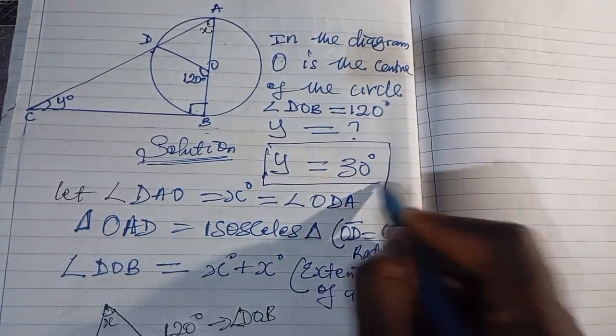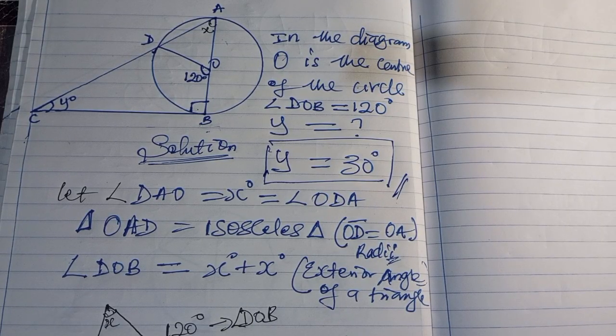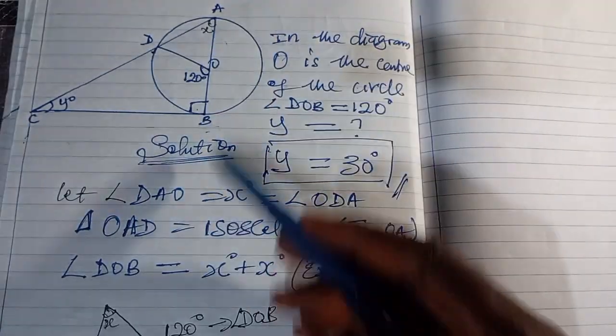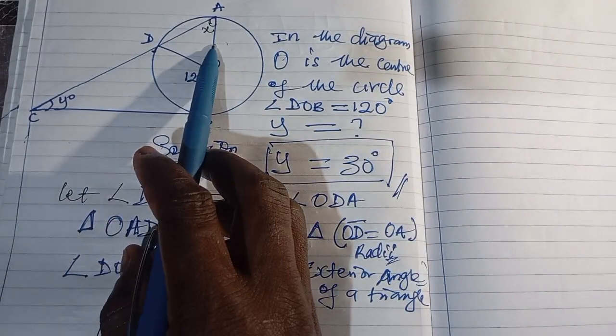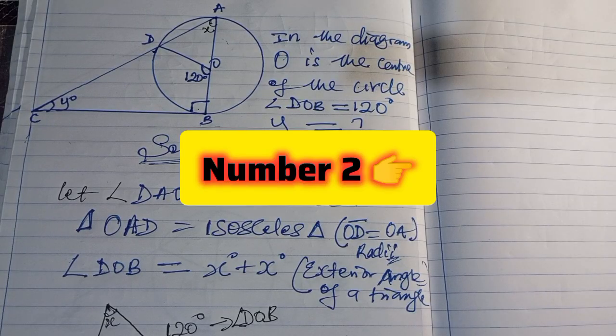Okay, alright, so that is how you can solve this particular problem. Since this is the center of the circle, this is a radius, this is a radius, and this is automatically an isosceles triangle. Okay, let's solve question 2.